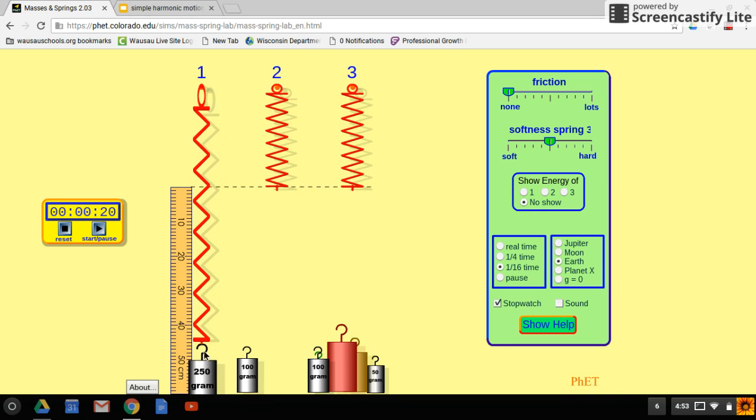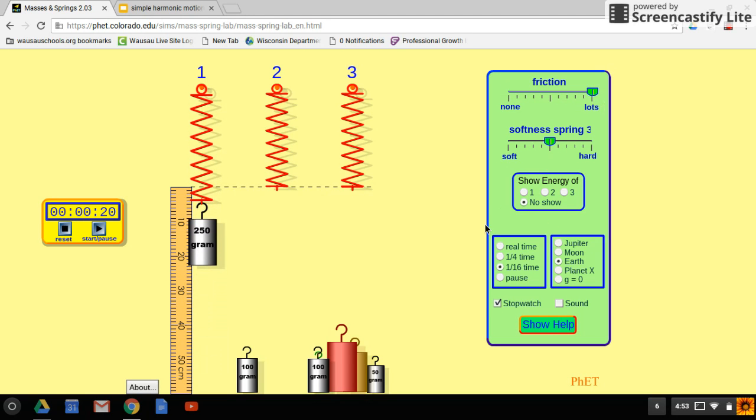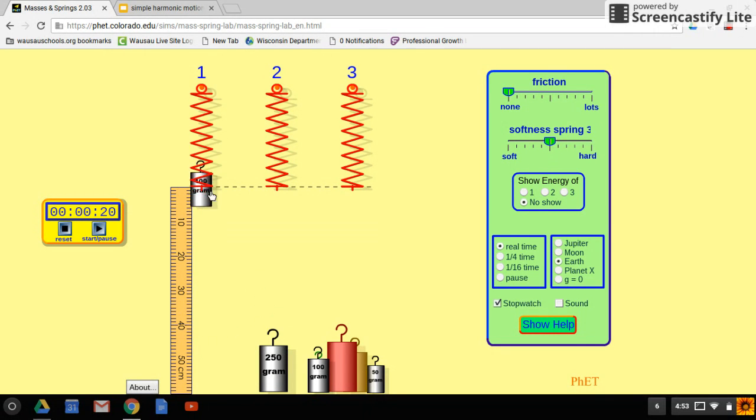In fact, if we turn the friction on now and go to real time. All right, just with the mass hanging on the spring, it stretches it 25 centimeters or 0.25 meters. Whereas this one only stretches it 10 centimeters for 100 grams. So it's about a centimeter per 10 grams, roughly.